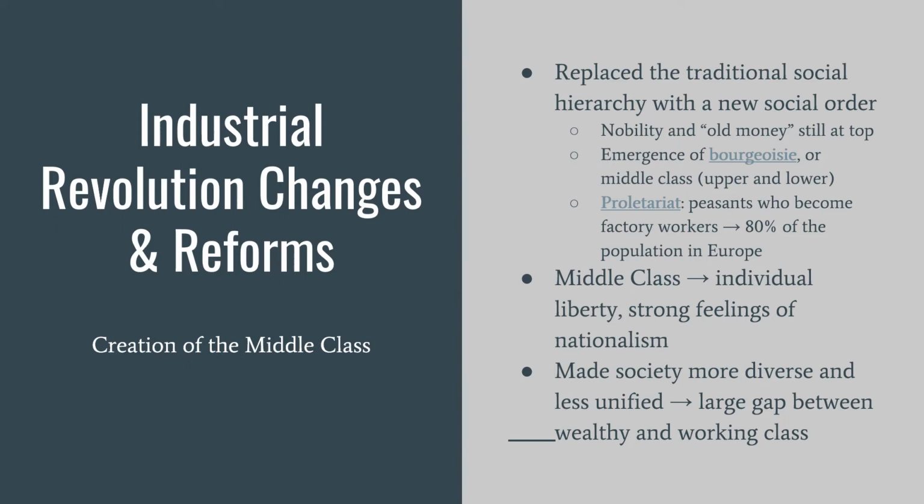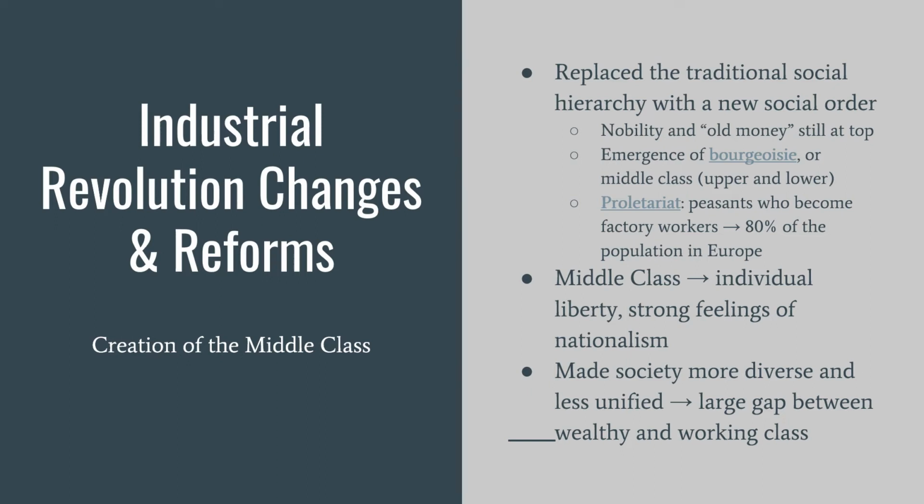And even though we do see the emergence of this middle class, we still do see a hierarchy. We see nobility and old money at the top. We see this middle class or bourgeoisie in the middle, the bankers, the merchants, shopkeepers, artisans. And then at the very bottom, we still do have peasants who we can refer to as the proletariat.